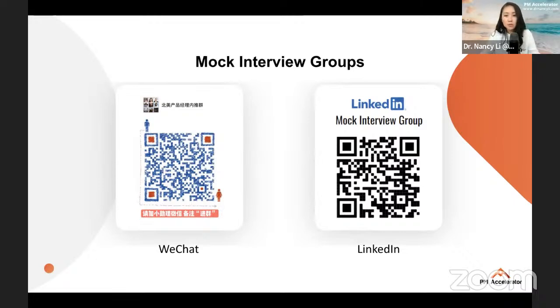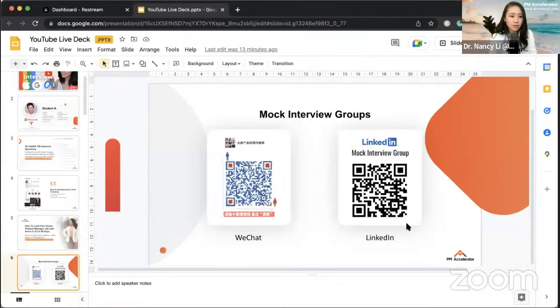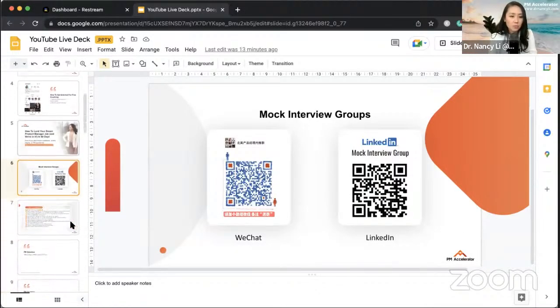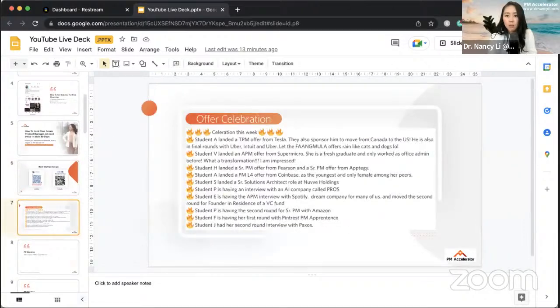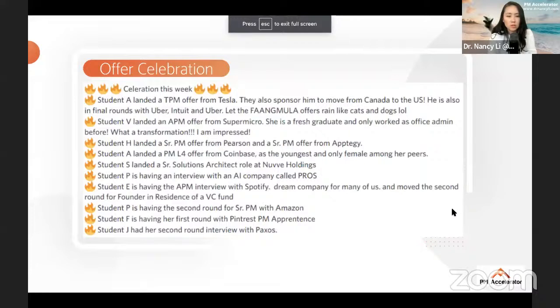Let me switch gears quickly. Oh, my assistant forgot to show this. This is also a quick offer celebration. These are the offers PM Accelerator insiders received in a week, and every week we celebrate offers.